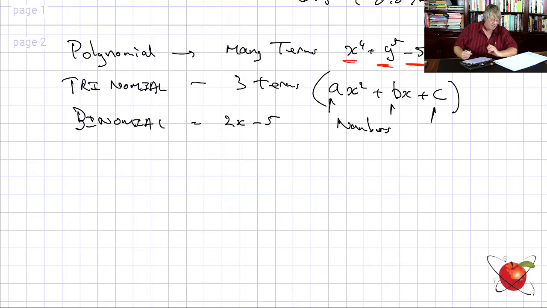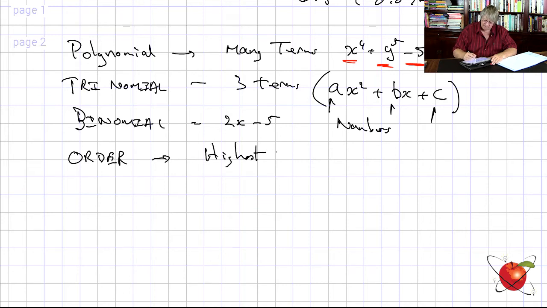Okay. What is the order of it? Well, the order is the highest power. So the order here would be order 5. It's y to the 5th. It's an order 5 polynomial.